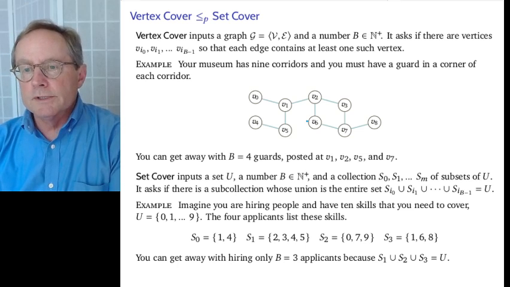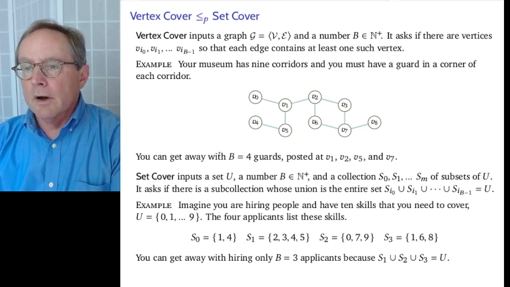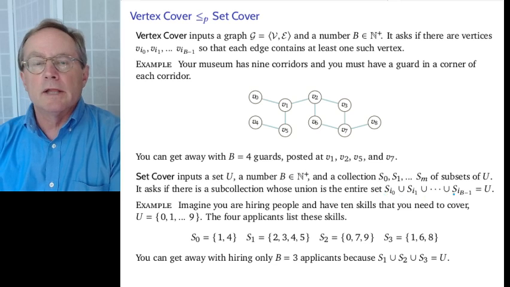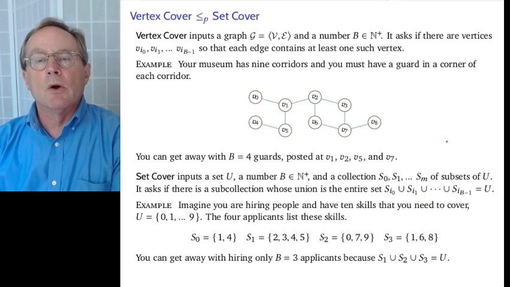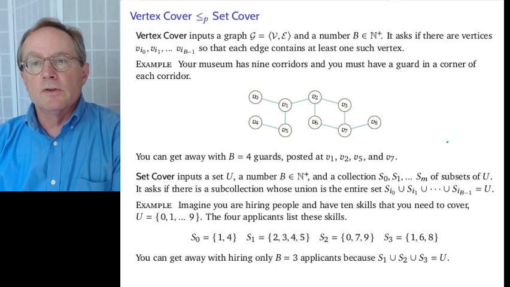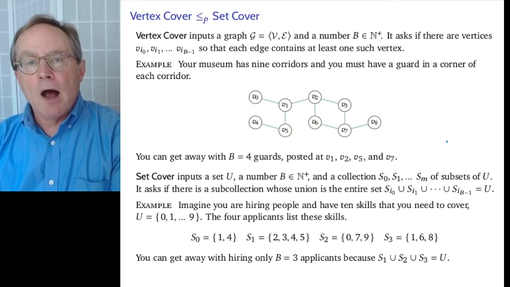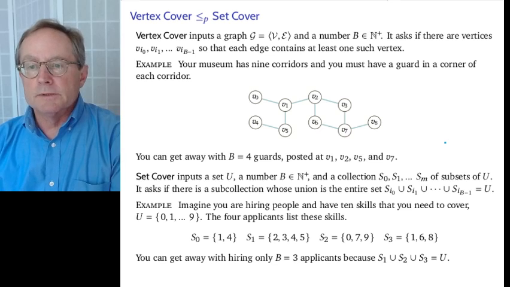Set cover inputs a set U and a number b and a collection of subsets of U. It asks if there's a subcollection whose union is the entire set. So can you find b many of these capital S's where you union them together to get the entire set? So some similarity between the two problems, and again that reinforces our idea that we're going to translate instances of vertex cover to see how they can be viewed as set cover problems.